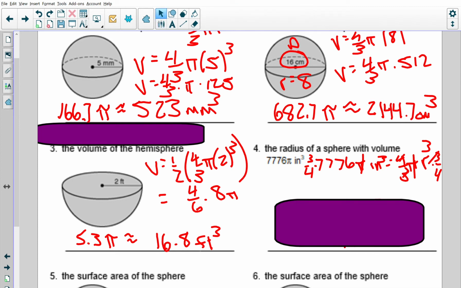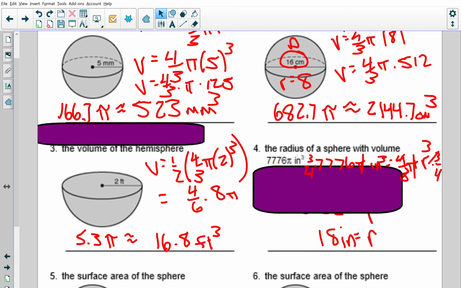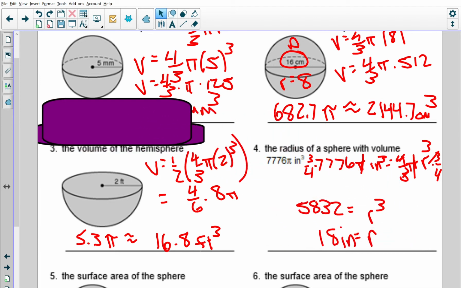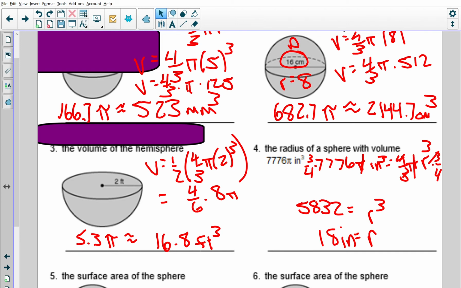is, oh, I thought I had this written down. Oh, I do. 5,832 cubic inches. Then what do you have to do? To undo a cube, you do the cube root. And you get 18 inches.